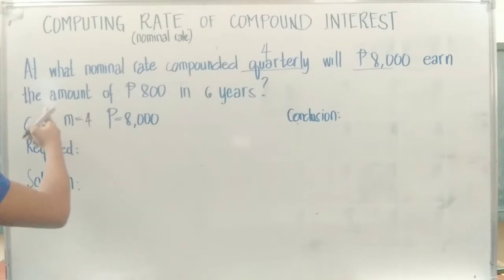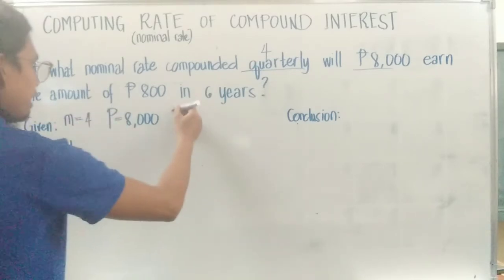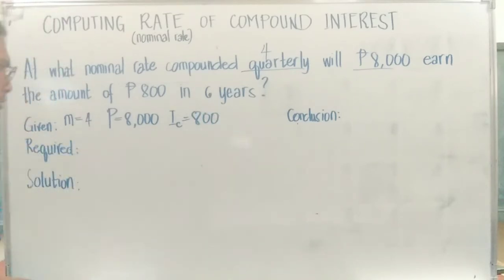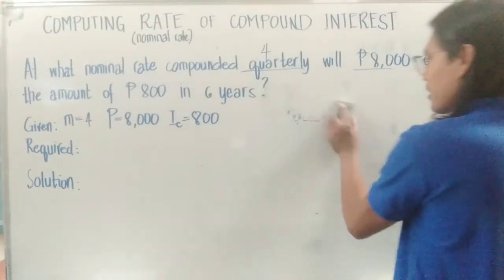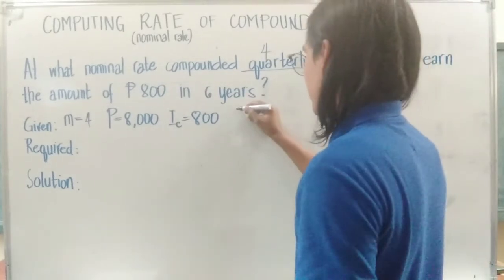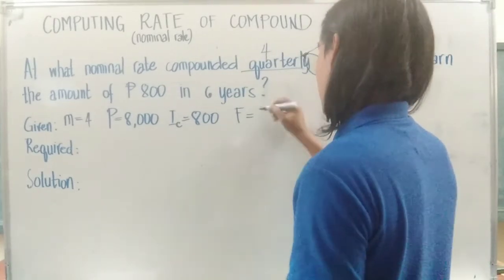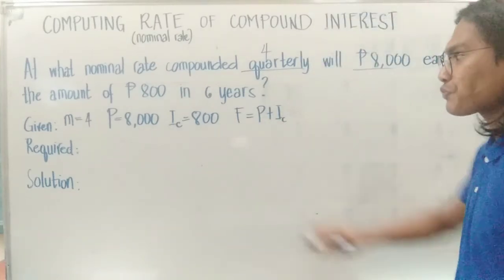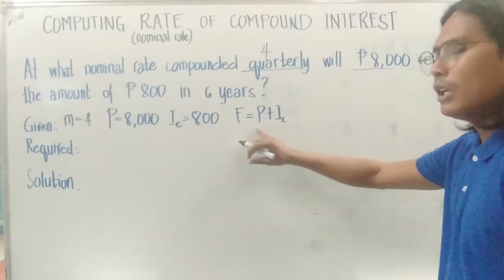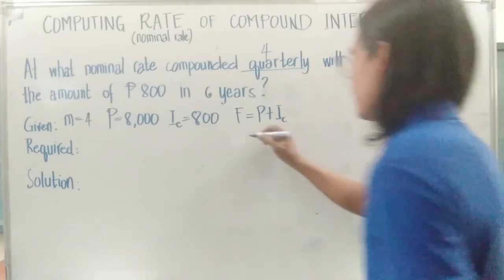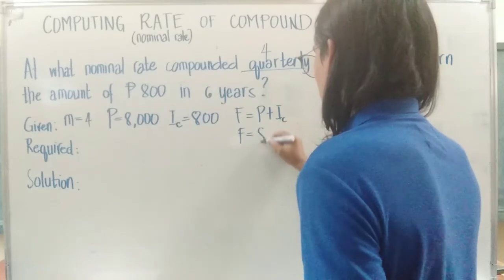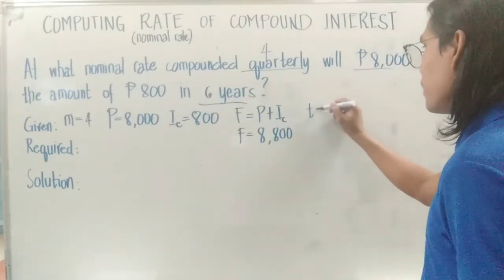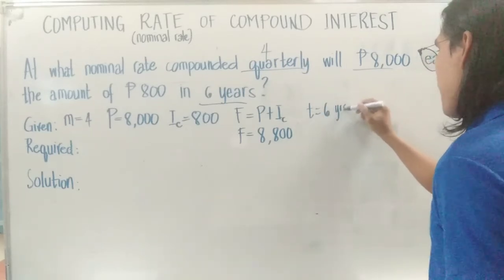Then the money 8,000 will earn the amount of 800, so that will be your compound interest, 800. Common sense, the future value or your maturity value is equal to the principal plus your compound interest. Now we have F is equal to 8,800. Then do not forget your time T, we have 6 years.